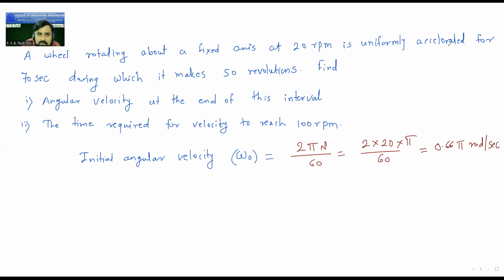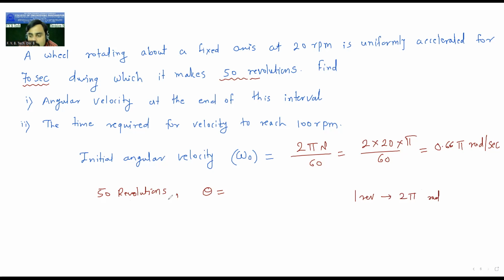So next, for 70 seconds: in these 70 seconds, how many revolutions are made? 50 revolutions. Now if I want the angular displacement in these 70 seconds, how can I calculate it? 1 revolution is equal to how many radians? 1 revolution is 2 pi radians.